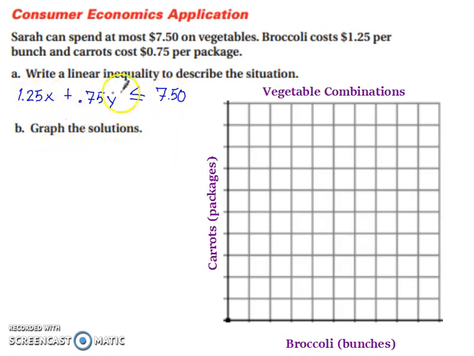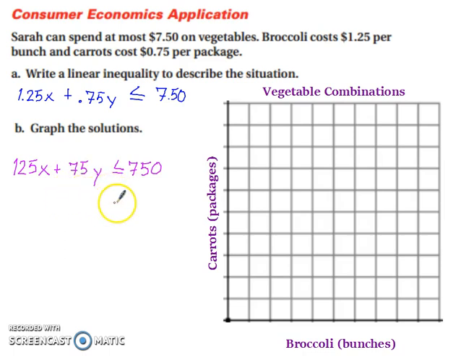So now we want to solve the inequality for y, because that's what's going to help us graph the solutions. If we multiply everything by 100, it's going to move our decimal point over 2 places, getting rid of the decimals. So that would leave us with 125x plus 75y is less than or equal to 750. Keep in mind, if you're going to do that, you can't just do it to one number. You have to do it to everything, so that way everything stays on an equal playing field.